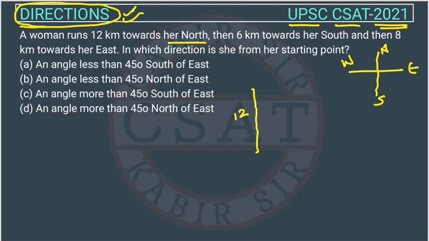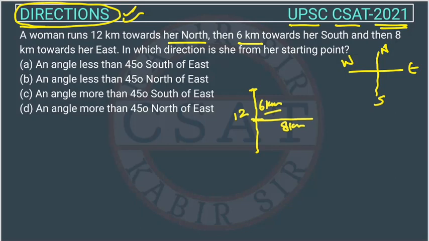Then 6 km from here, again going toward her south. So south will be downward. So going again towards south, how much? 6 km, right? So this is 6 km towards south, right? And then 8 km toward her east. So now going towards east, how much? 8 km, right? In which direction is she from her starting point?